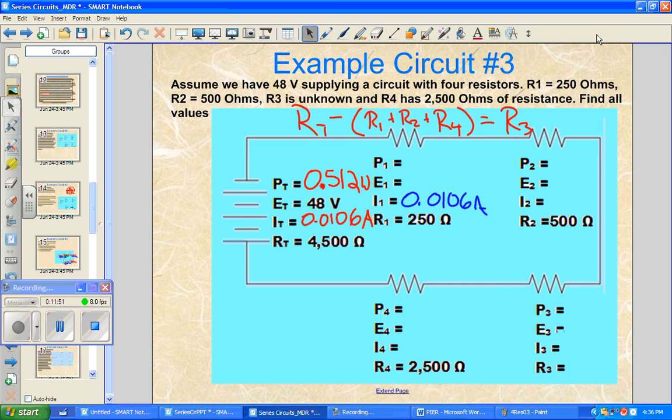Okay, let's put some numbers in that. We have a total, don't we? Okay, 4,500 minus 250 plus 500 plus 2,500. Now to simplify, we could just add that together. 250 plus 500 plus 2,500 would be 3,250. Is that correct? Okay, let's take this out. What was that? 3,250. And that's going to equal what? R3. R3 is what? We think it's 1,250, right? All right. Oops. That's right.